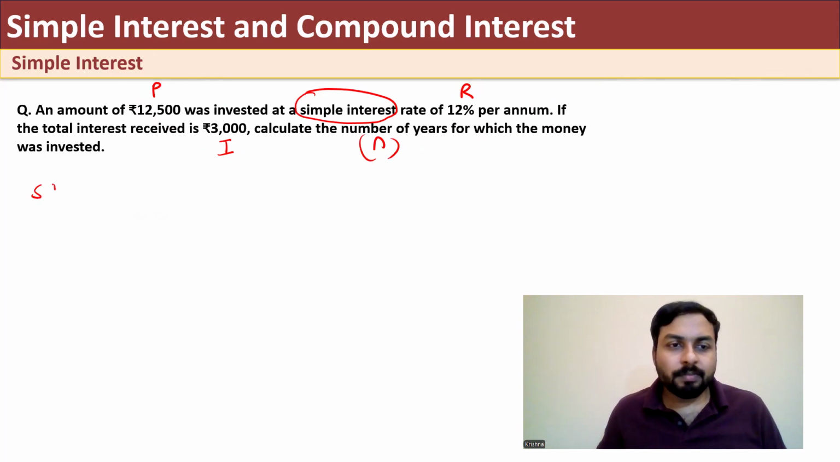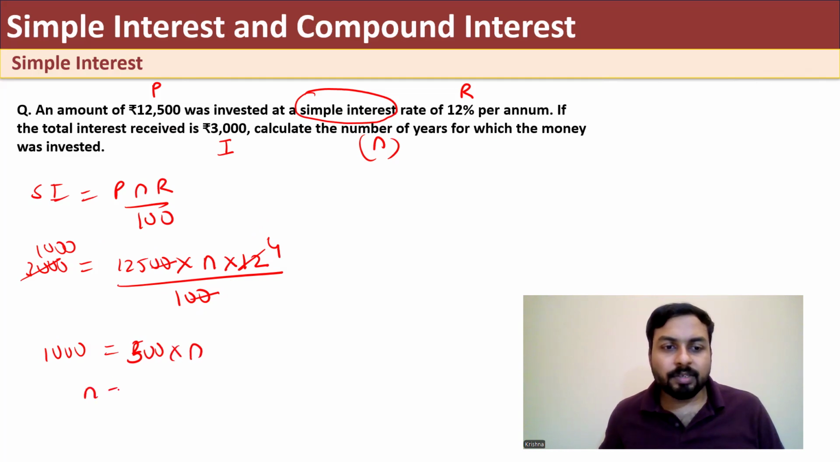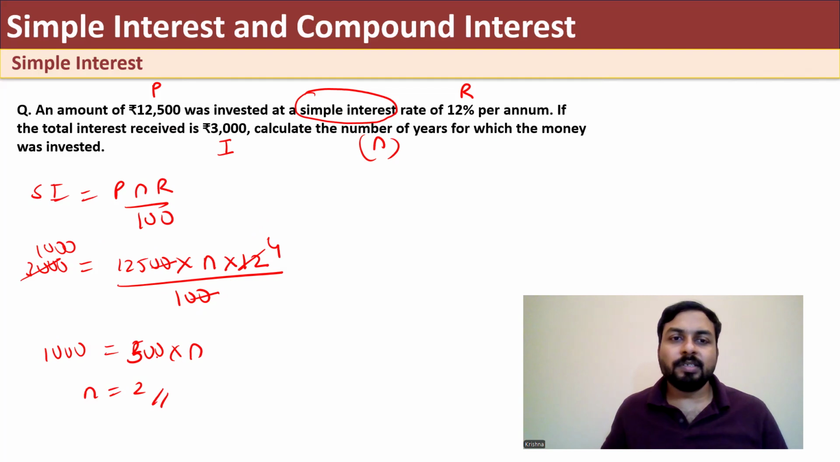So what I'll do, I'll use the formula PNR by 100. So how much is the interest that I got? 3,000. Principal is 12,500. Number of years is what I need to find out, and the rate of interest is 12. So 3 will go 1,000 times, 3 will go 4 times. These two zeros will get cancelled. So 1,000 is equal to 25 into 4, which is 100, into n. So n is equal to what? 2 years. So the number of years is 2 years.